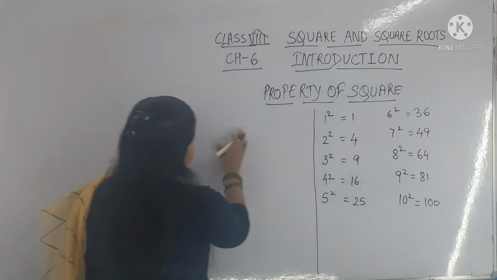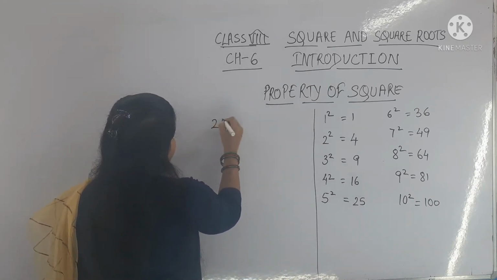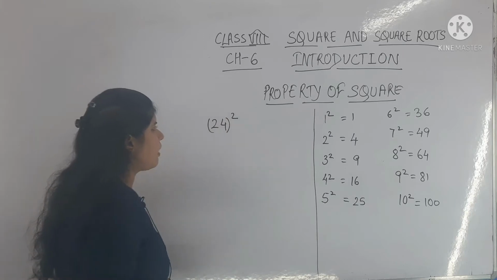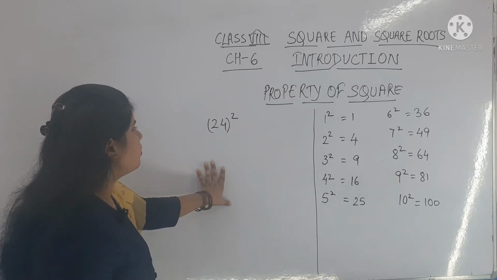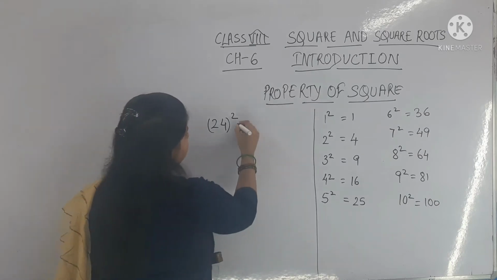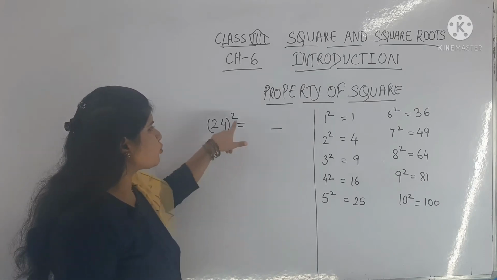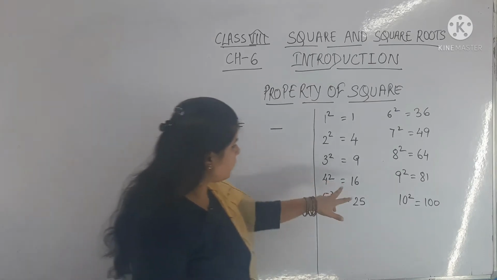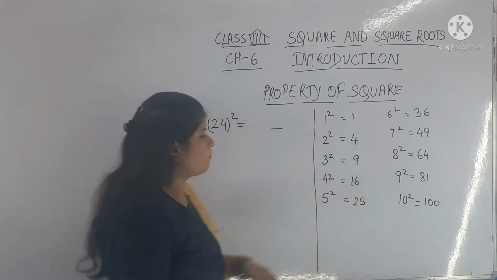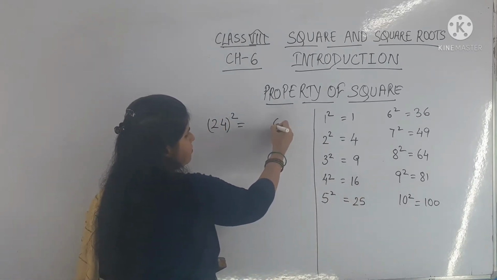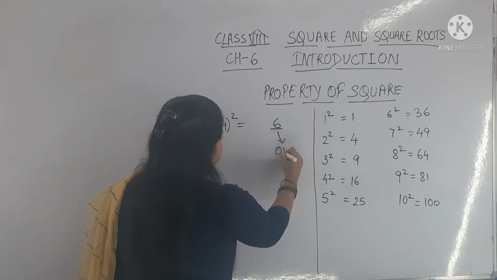Here, if you want 24 raised to the power 2, how will you calculate? The last digit, that is in the ones place, it is 4 square. So what is 4 square? That is 16. Its ones place is 6. So it will definitely come 6 here, that is the ones place.